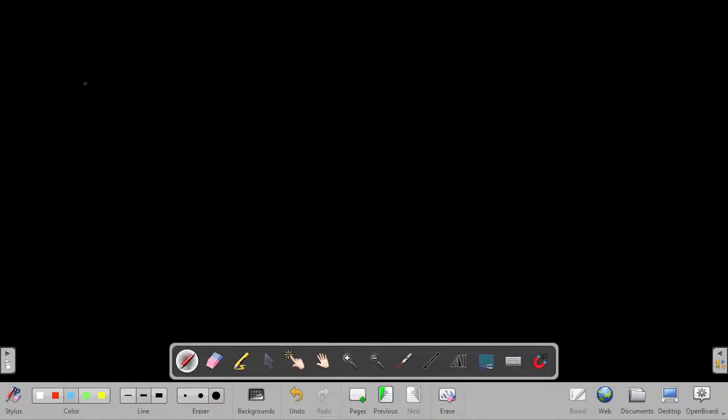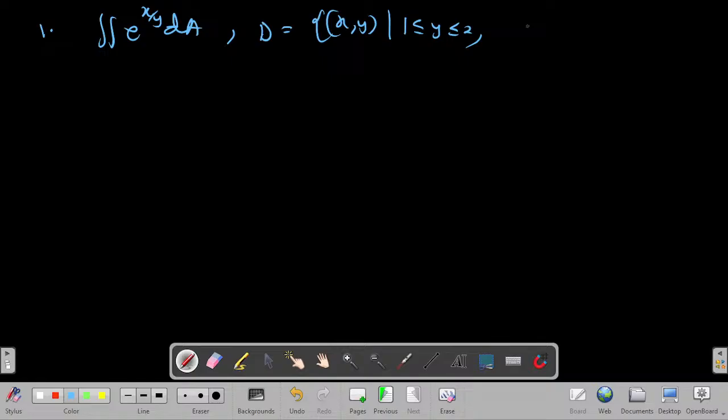Let's solve our first example. The double integral of e to the power x over y dA, where D is defined as x comma y, 1 less than or equal to y less than or equal to 2, y less than or equal to x less than or equal to y cubed, like this. So let's solve this.